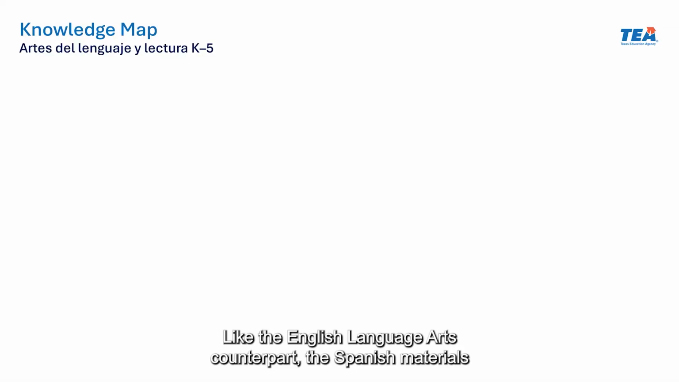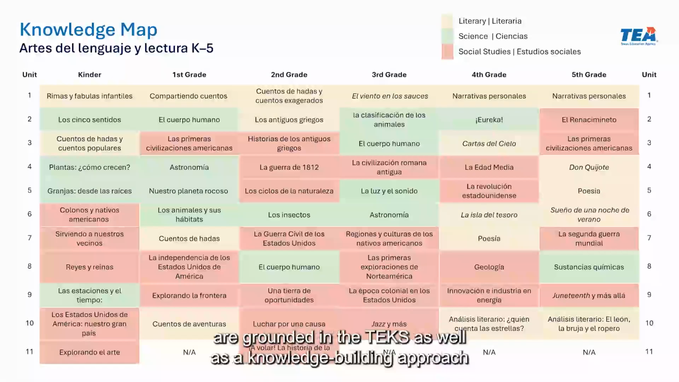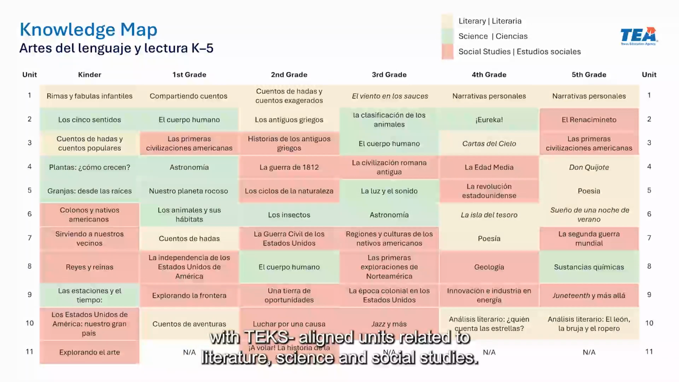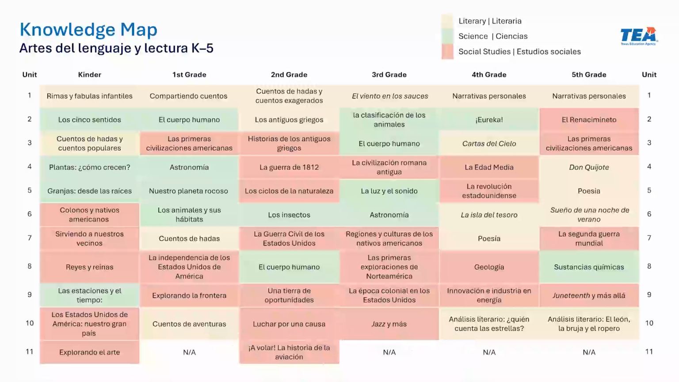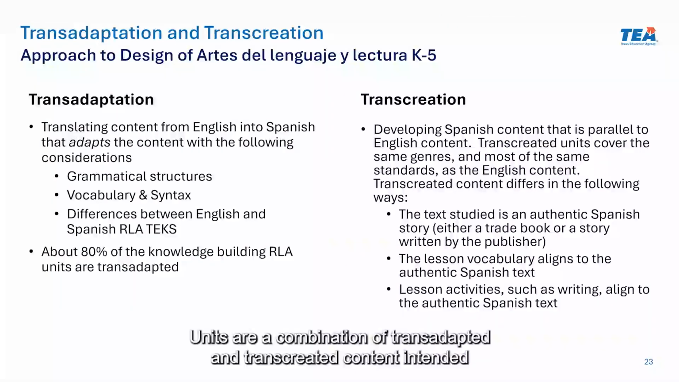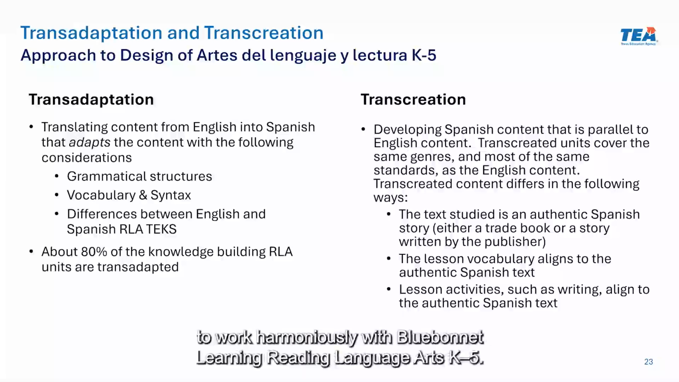Like the English language arts counterpart, the Spanish materials are grounded in the TEKS as well as a knowledge building approach, with TEKS-aligned units related to literature, science, and social studies. Units are a combination of trans-adapted and trans-created content intended to work harmoniously with Bluebonnet Learning Reading Language Arts K-5.